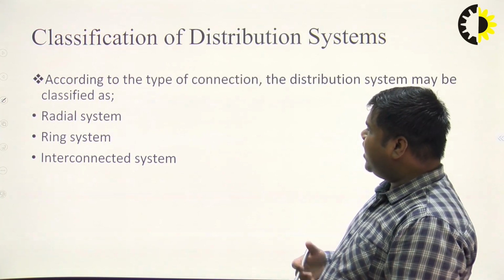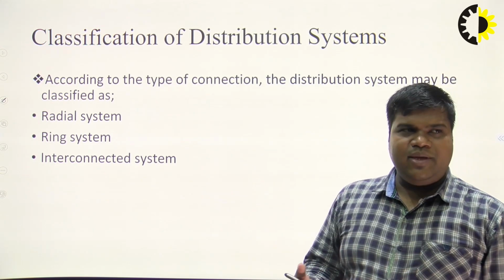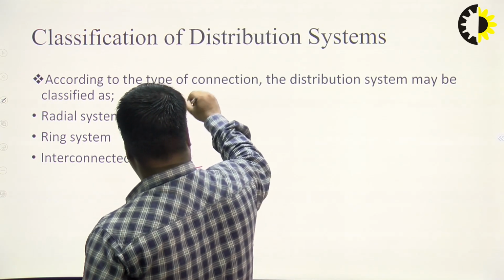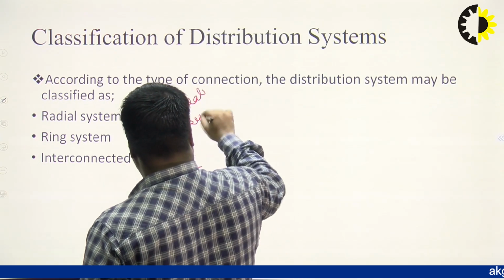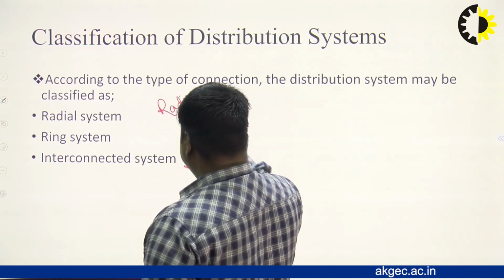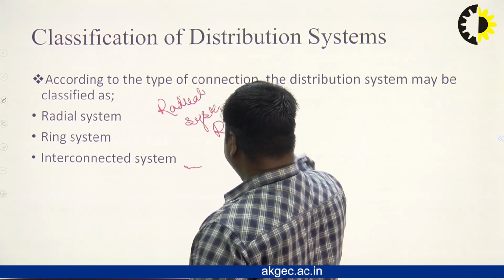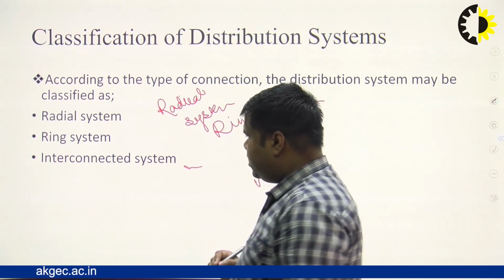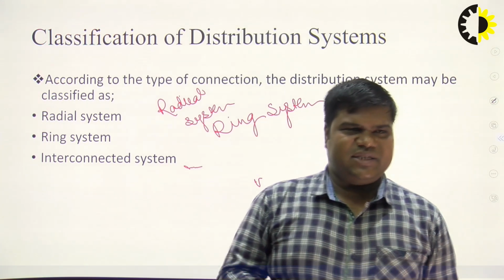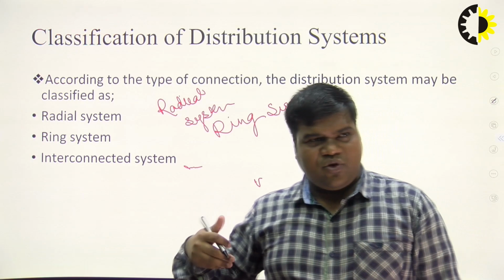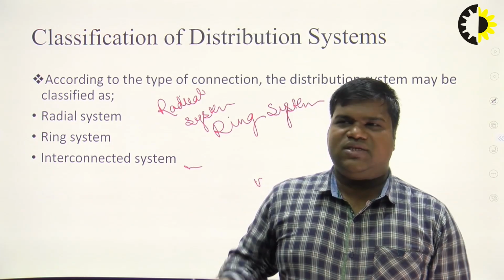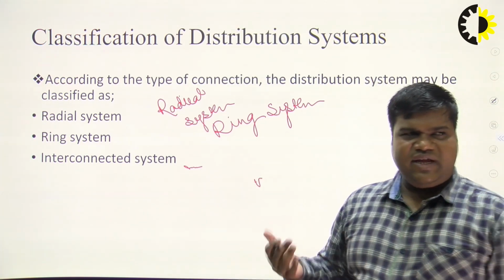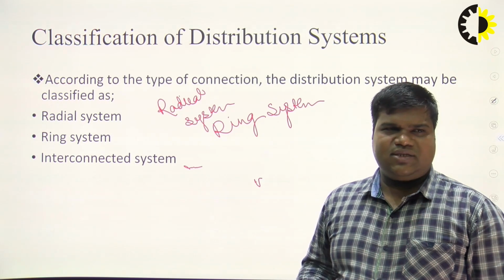According to the type of connection, the distribution system may be classified as, first, the radial system, second, the ring system, and third, the interconnected system. So these are the three types of distribution system based upon the type of connection: radial, ring, and interconnected system.